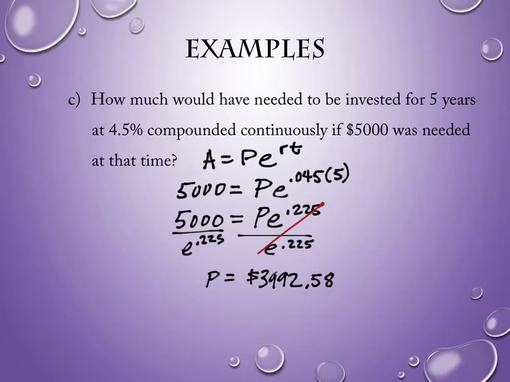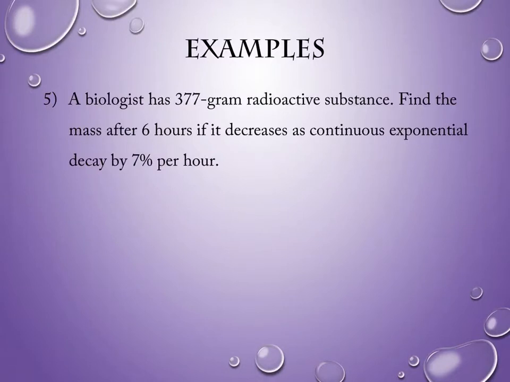Okay, so many of you are interested in the sciences. You're in chemistry right now, I know everyone. So let's take a look at a couple of examples that are not necessarily related to interest, money kinds of computations, but to a science kind of experiment. This one's a biologist. A biologist has a 377-gram radioactive substance. Find the mass after 6 hours if it decreases as continuous exponential decay by 7% per hour.